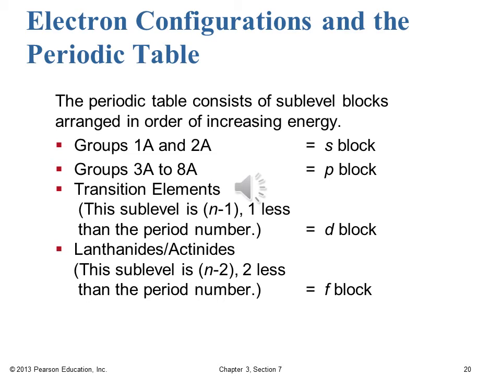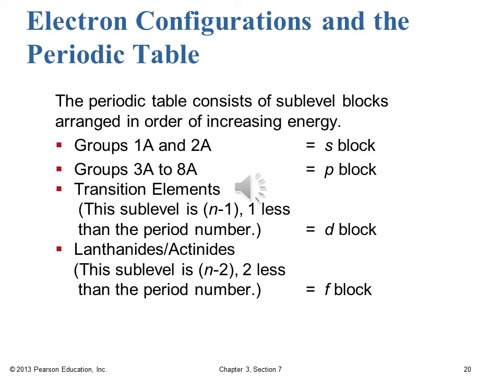We skip over the 10 columns in the middle, right? Those are the transition elements. They're interesting and different, and we'll talk about them a little bit, but they don't do as predictable chemistry as what we call the main group, those first 2 columns and then the last 8 in the table. So skipping over to those last 8 groups, group 3A to 8A or 13 to 18, those are the P block. Those elements are either filling or have just filled their P sublevels.